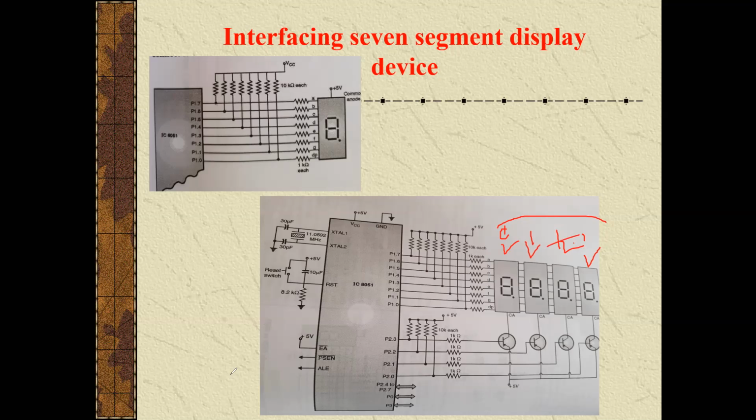So this is the configuration of how the 4 digits will be connected. In the programming part we will explain all the things: at what digit what LED will glow, we have to consider in the programming part.